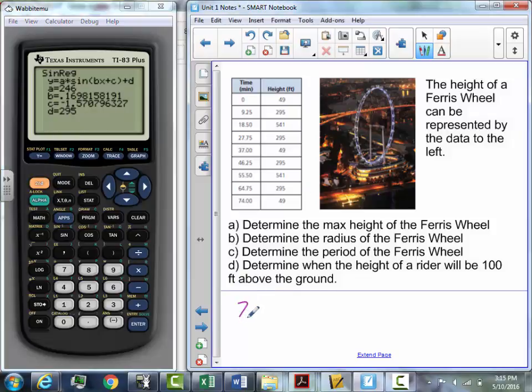So the equation is like 246 sine of 0.17x minus 157, plus 295. But the numbers we care about are the first one, the second one, and the last one. Those are the ones we care about.